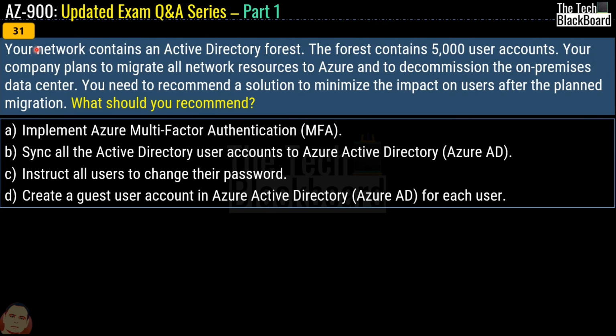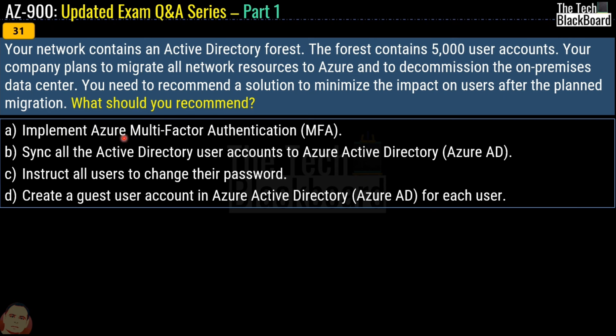The question says that your network contains an Active Directory forest. The forest contains 5,000 users and your company wants to migrate all the network resources to Azure and to decommission the on-premises data center. Now you need to recommend a solution to minimize the impact on users after the planned migration. So what should you recommend?